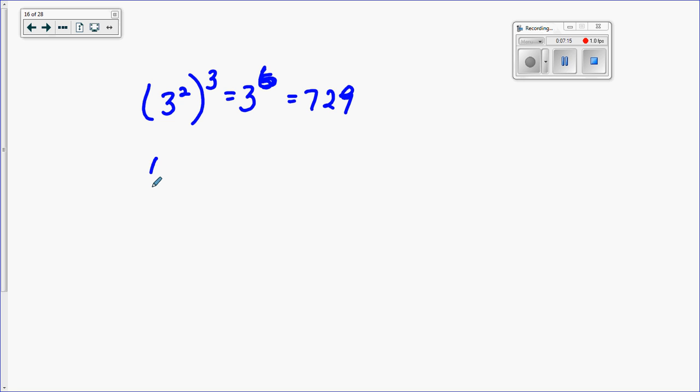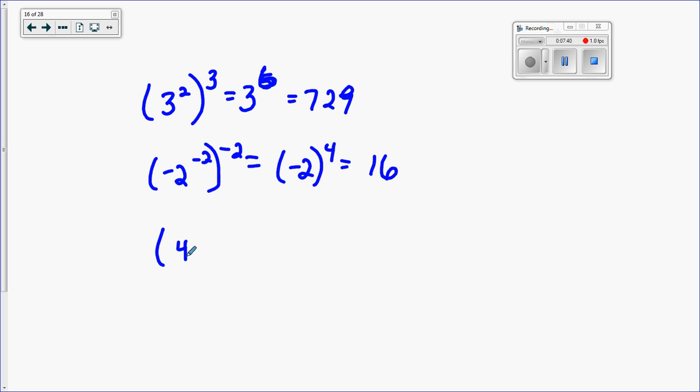If I had negative 2 to the negative 2, all raised to the negative 2, negative 2 times negative 2 is 4, so that's just going to be a simple 16, okay? Because these two negatives canceled each other out, made it positive, so there's no 1 over here. But if let's say I had this 4 to the negative 1 to the 2, that would become 4 to the negative 2. That would become 1 over 4 squared, which would be 1 over 16 because of that negative exponent.